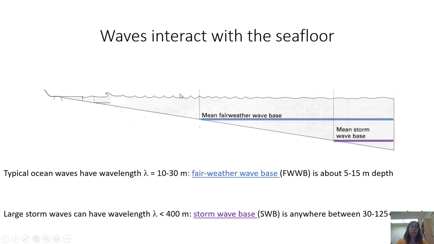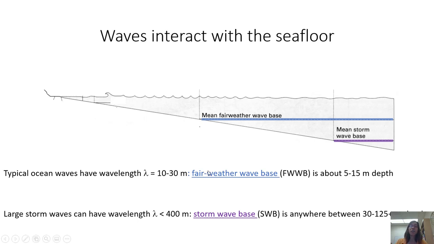Normal ocean waves. Large storm waves can have much greater wavelengths, up to 400 meters. And so the storm wave base can go down 30 to 125 or greater meters in depth. And that is this region here. The difference between fair weather wave base and all the way down to the deepest point where storm waves may be able to interact with these sediments on the bottom of the ocean.